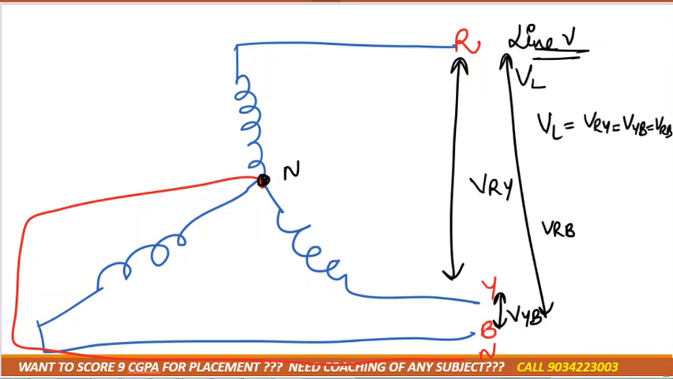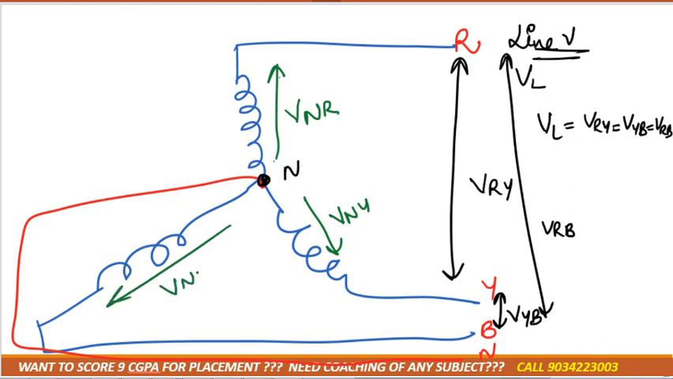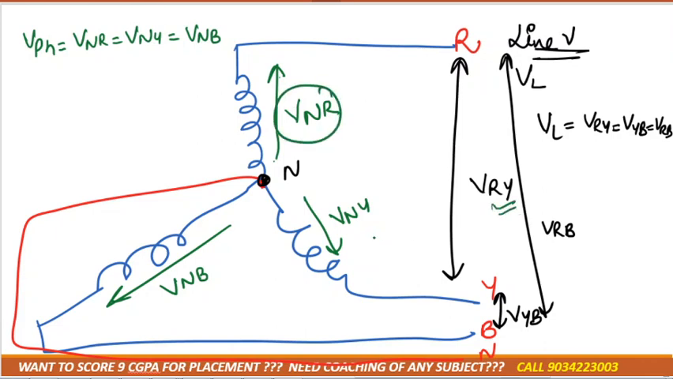Now next we'll mark the voltage across the phase. The voltage across the phase connected between neutral and R is VNR. For this one VNY, and for this one VNB, right? So all these are the phase voltages. Phase voltage: VNR is equal to VNY is equal to VNB. So now can you tell me, would VNR be equal to VRY? Yes or no? No. VNR cannot be equal to VRY.